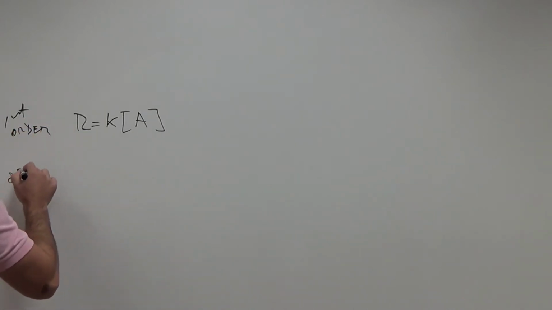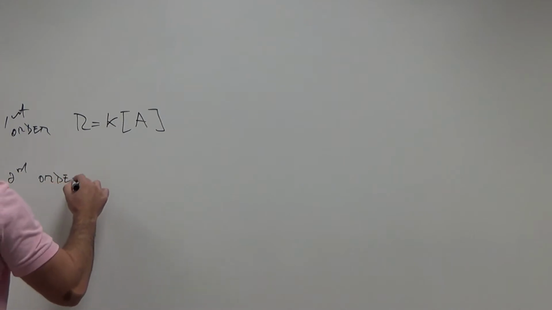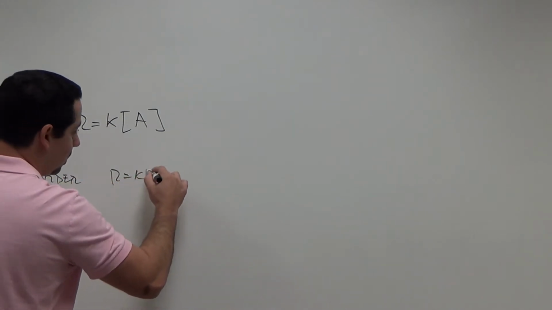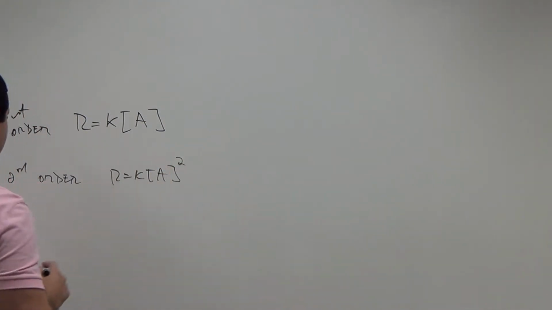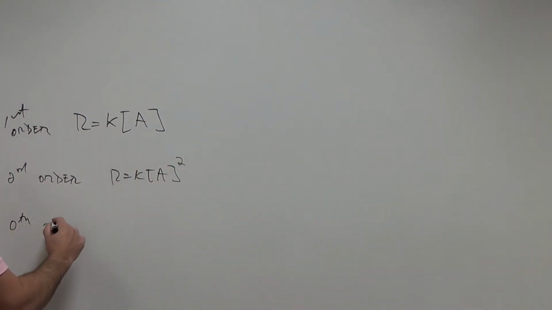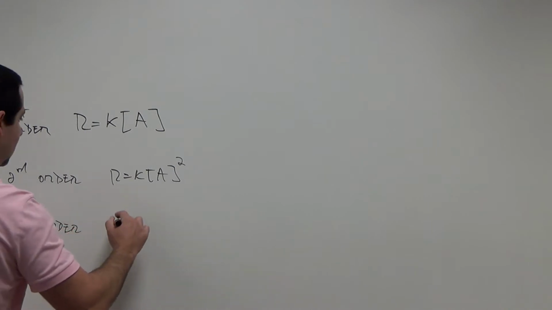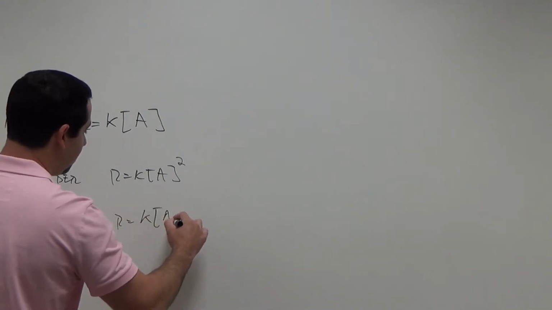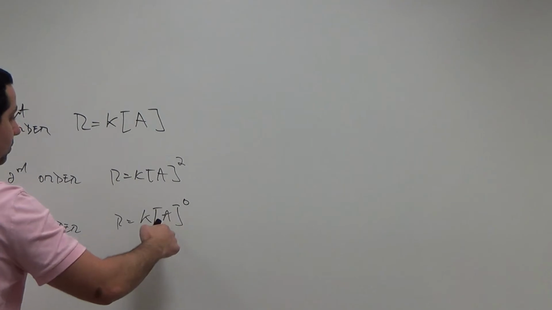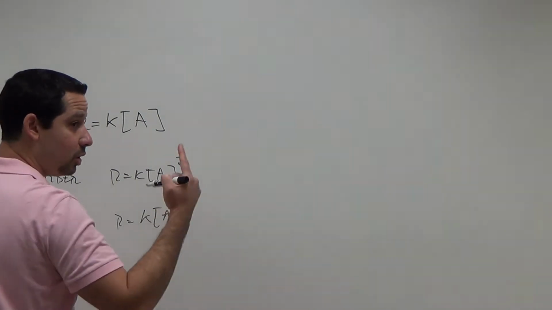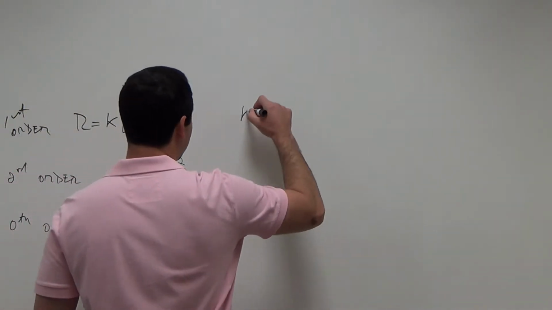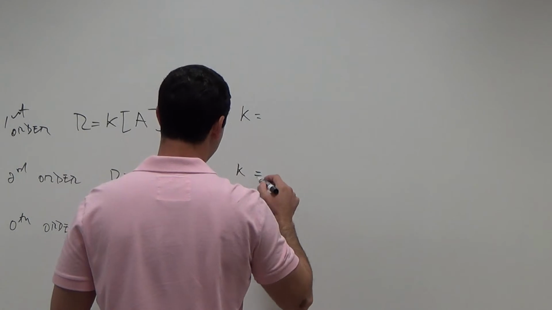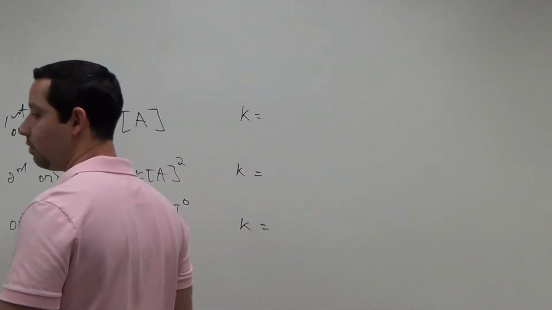Second order? R is equal to K times the concentration of A raised to the second power. And zeroth order, R is equal to K times the concentration raised to what power? Zeroth power, which means any number raised to the zeroth power is equal to 1, yes? And we're still going to write it in there. So, my question is, what are the units for the rate constant for each of those?